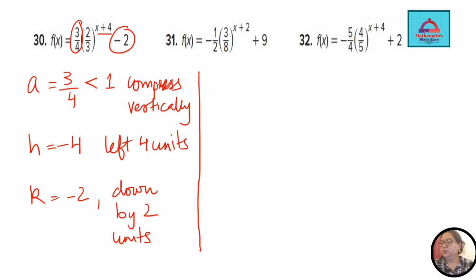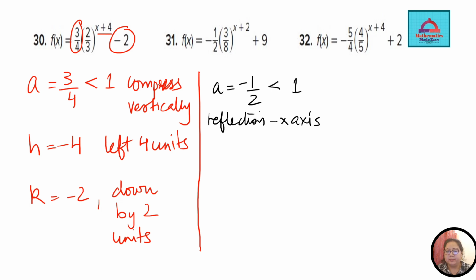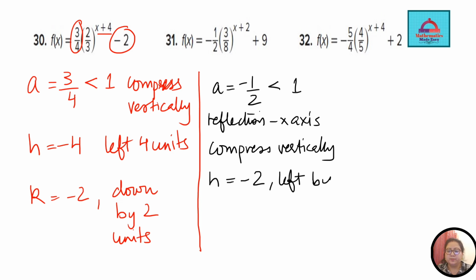And now I will give you the correct answers for these parts. So the value of A for question 31 will be -1/2, and the negative sign tells you there will be reflection happening along the x-axis, and because the absolute value is less than 1, we are going to compress the graph vertically. Next is the value of h, which is -2, so we go left by 2 units. And finally your last value k, which is positive this time, so we go up on the y-axis by 9 units.